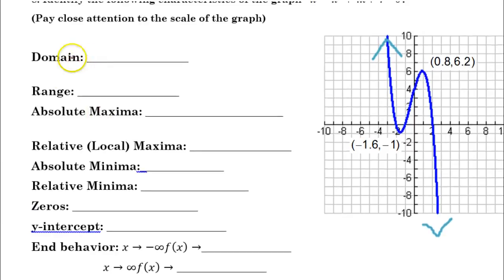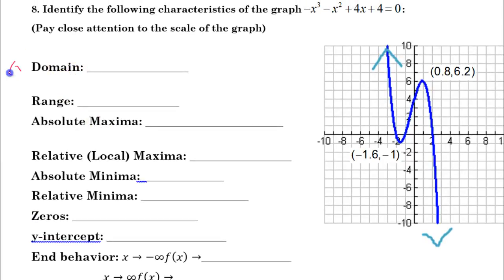So the domain is all about the x values. So we're talking about how far the graph goes to the left and how far the graph goes to the right. Well, this graph goes to the left forever, and it goes to the right forever. It's unending on either side. So the domain will be from negative infinity to positive infinity.